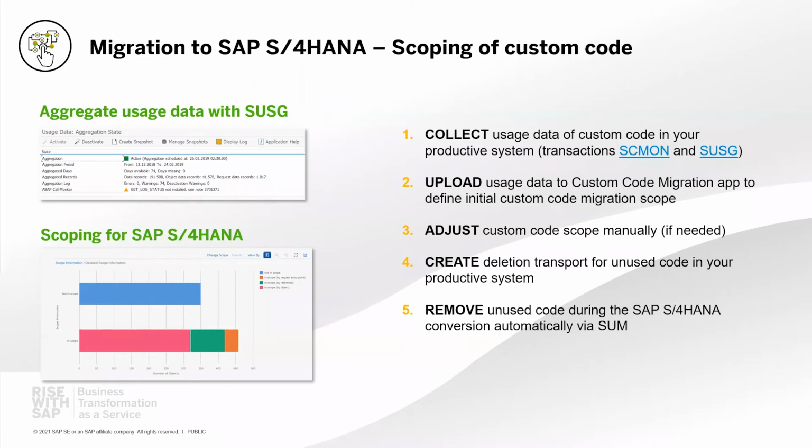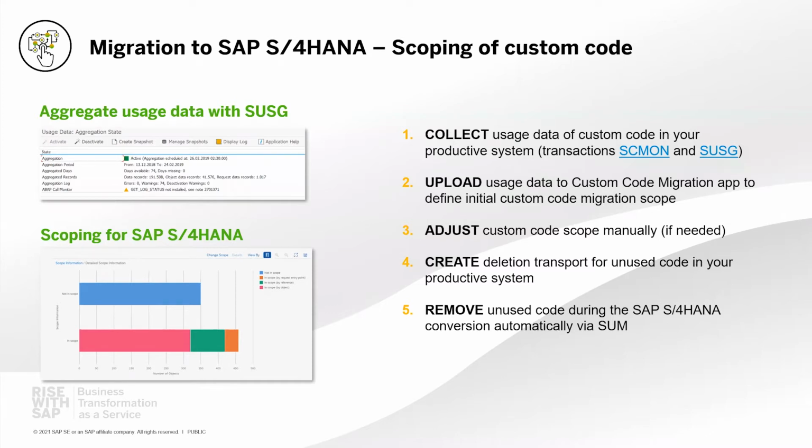After the usage data is collected, you can upload it to the custom code migration app, and the app will define the initial custom code scope based on the uploaded usage data. And then you are, of course, able to adjust the scope manually and add or remove custom code objects from the scope. After that, after you are ready with the scope definition, you can create a deletion transport for unused code in your productive system. And you can remove this code automatically using Software Update Manager during the S/4HANA conversion.